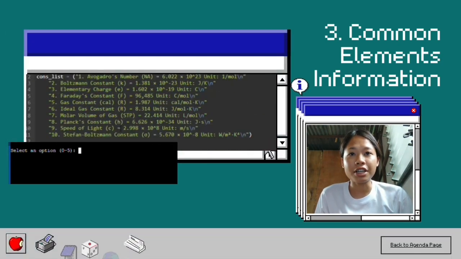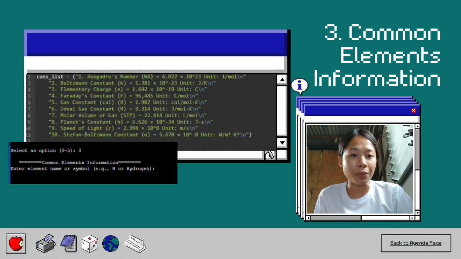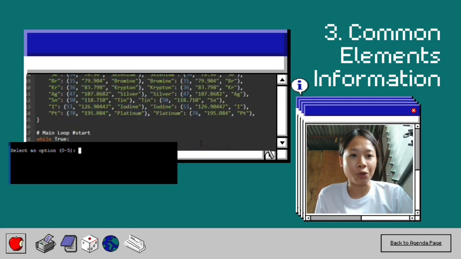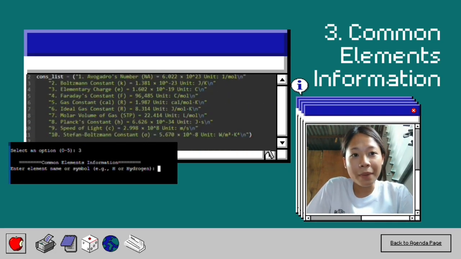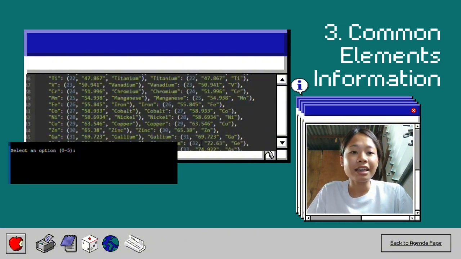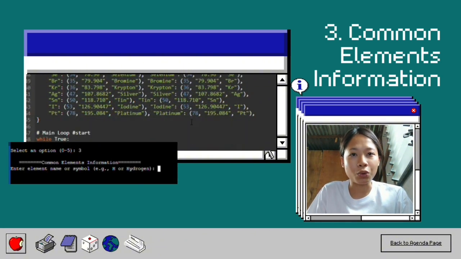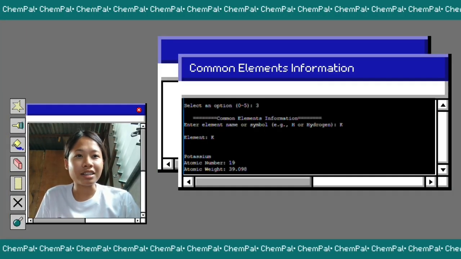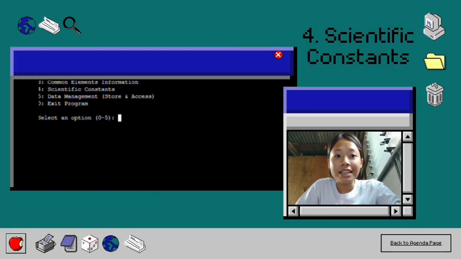The third category was all about common element information. We already provided 40 common elements with their respective information. Need to know the atomic mass or number of an element? Just type its symbol or name. ChemPal brings up complete info. No need to open a periodic table. For example, if you want to know what letter K is in the periodic table, just type it and you'll see its information.